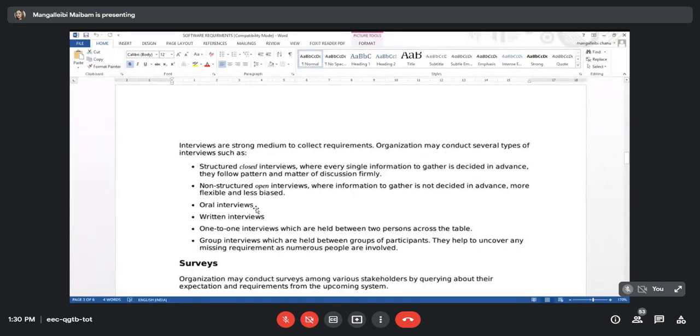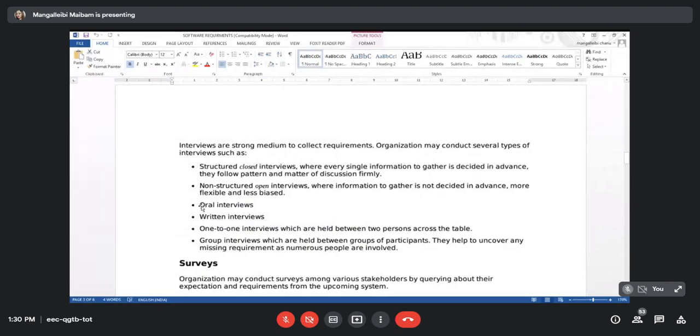Now, oral interviews, you know, right? Like person to person, orally conducting an interview. So a team of experts can interview a user and directly ask the user which kind of software you want to develop, and what are the requirements you want to include.